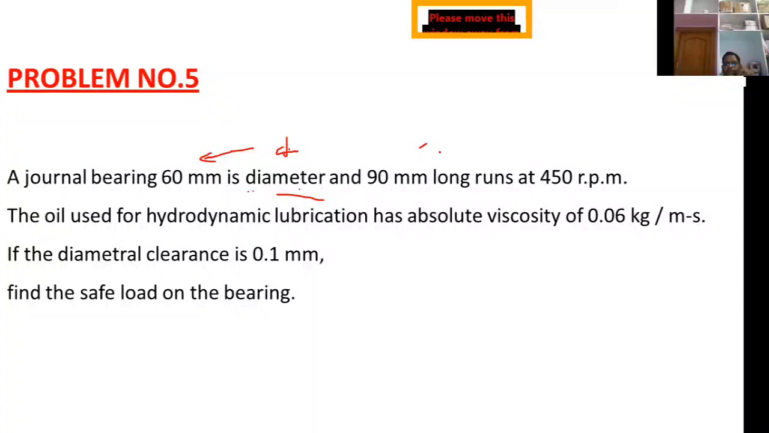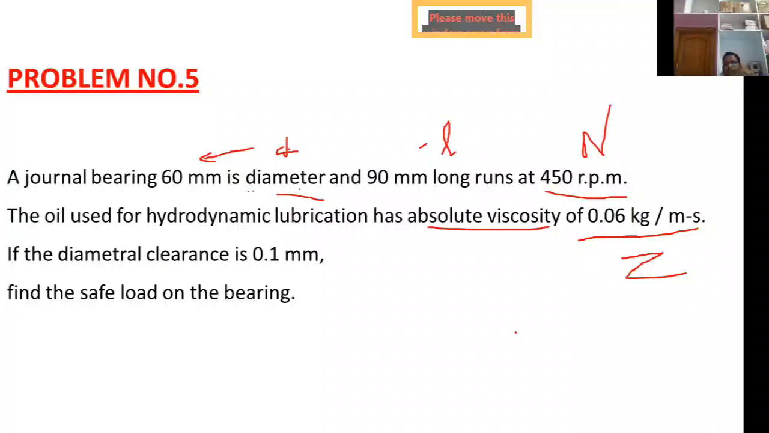This one is the length of the bearing, and this one is speed: 450 rpm means the speed of the shaft. Here the oil used for hydrodynamic lubrication is given, that is the value of absolute viscosity, 0.06. This means capital Z is given. Capital Z is the value of absolute viscosity.